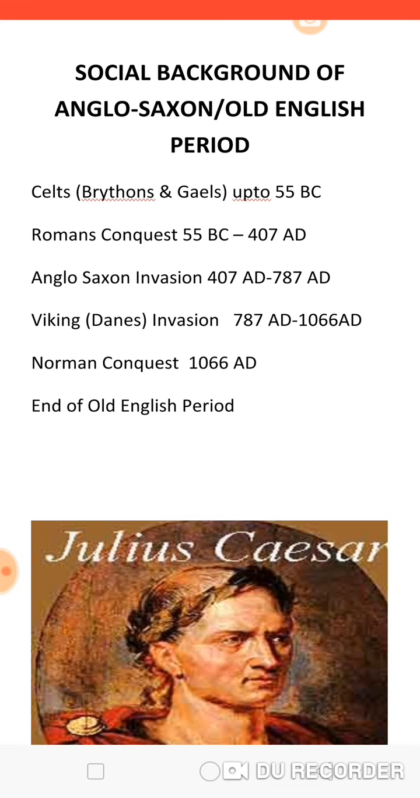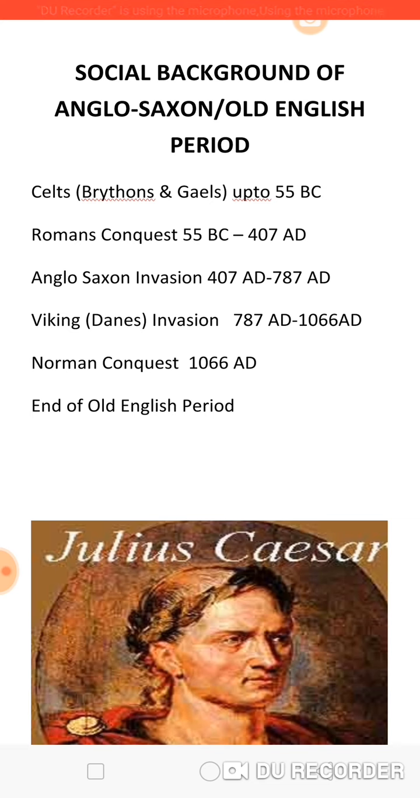The first stage is before 55 BC, where the Celts were living in England. These Celts are a mixture of the Britons and Gaels tribes, and actually it is from this Britons that the island got the name Britain. In fact, they called it Great Britain because they wanted to differentiate this island from the other two places which had the same name.